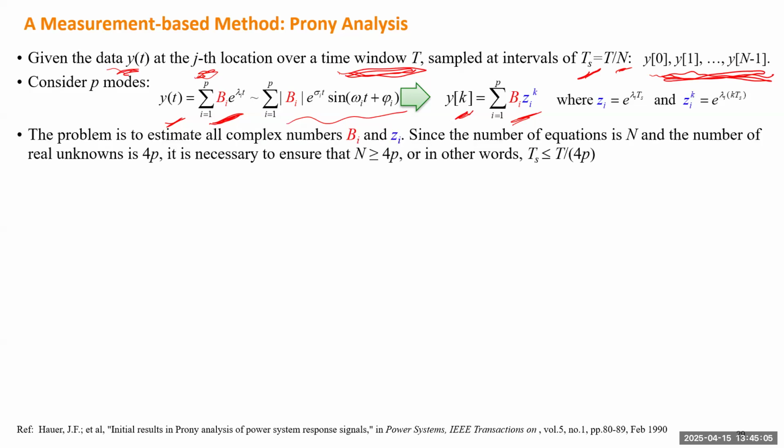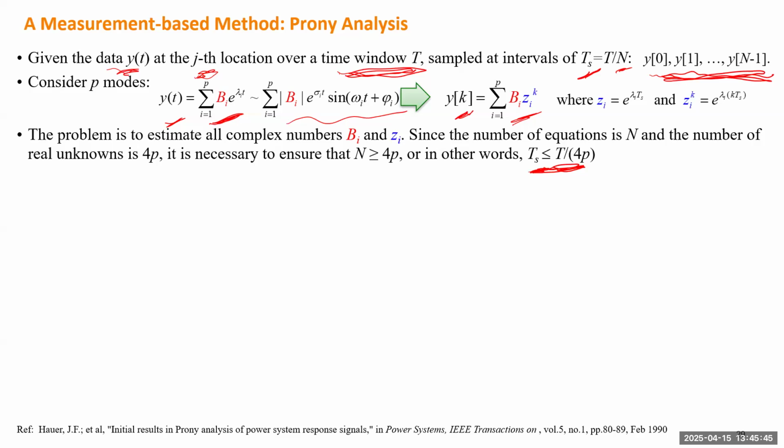So the problem is to estimate all complex numbers b and z, because the number of equations is N, and the number of real unknowns is 4P. So here we have to assume the number of equations is bigger than 4P, which means the interval has to be less than the total period divided by 4P. Because both b and z are complex numbers, and each one has 2 real unknowns. Together we have 4 real unknowns.